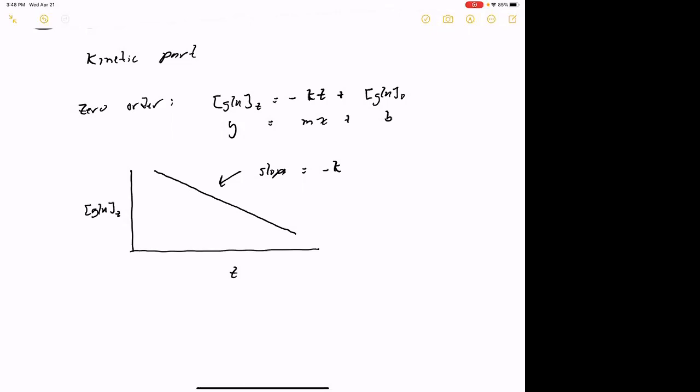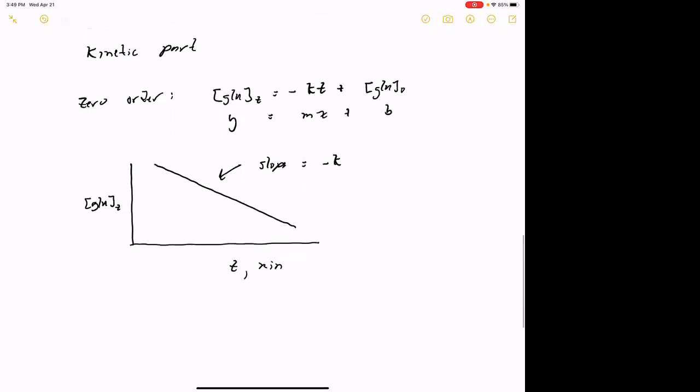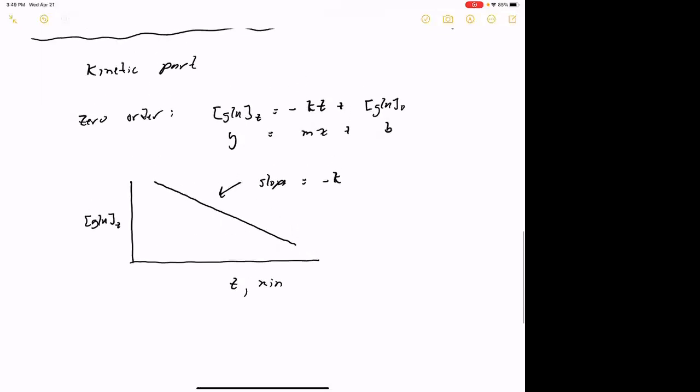And it's fine here if you want to actually go ahead. You took your data in minutes, right? So it's fine if you want to go ahead and do this in terms of minutes. Okay, you don't have to convert it to seconds. It just means the rate constant would now have units of molarity per minute instead of molarity per second. You could do it either way. Okay, the trend should be the same. All right. So that's a 0 order plot.